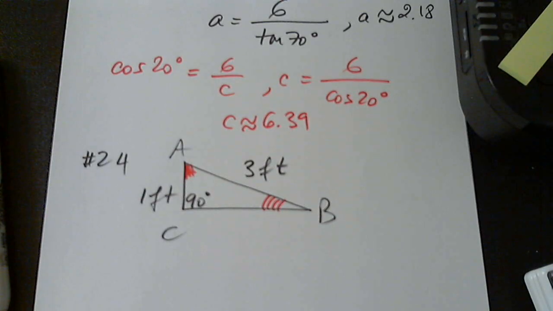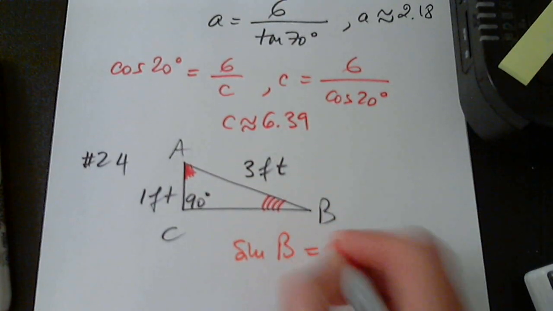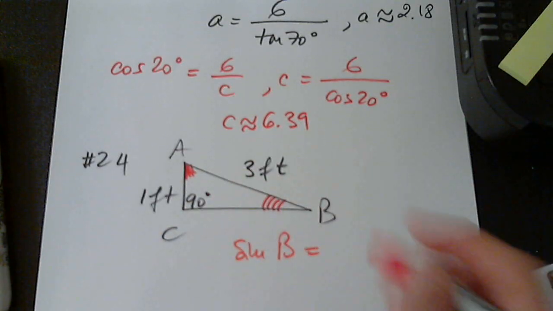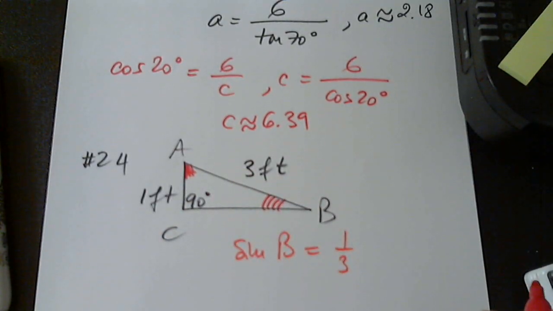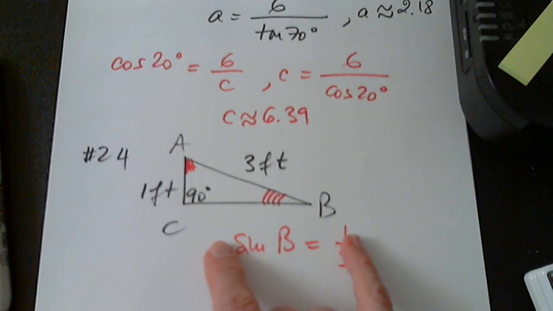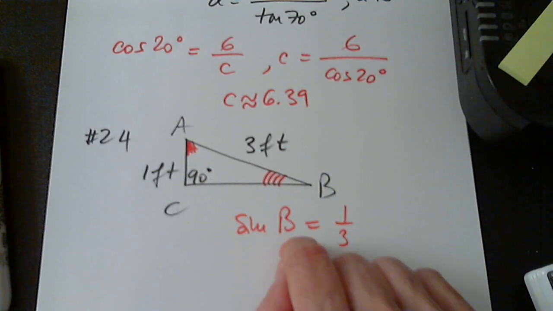We can do sine of B. Okay, so if we write sine B, that equals the opposite over the hypotenuse, awesome, which is 1/3. In order to find the angle, what do I need to apply to both sides? Because I'm asked to find the angle, not sine of the angle.